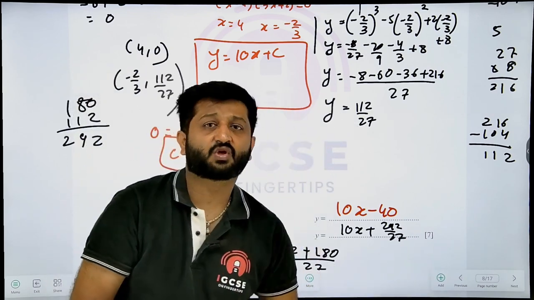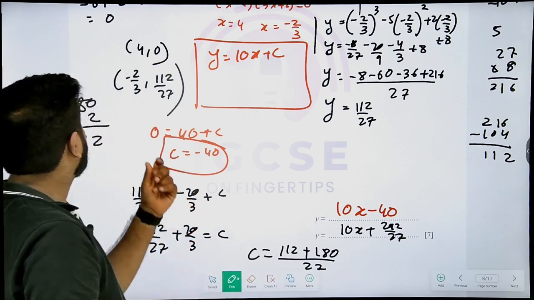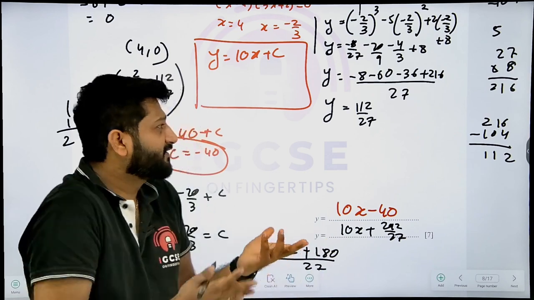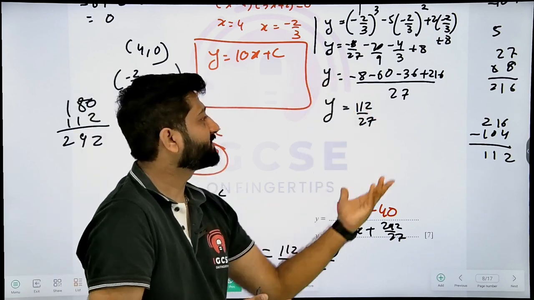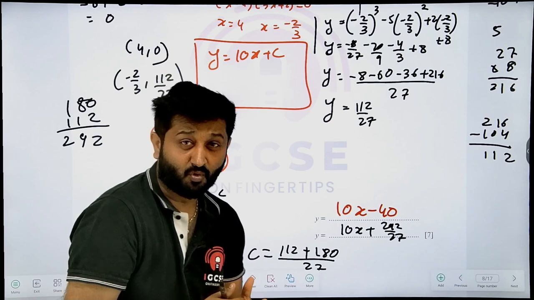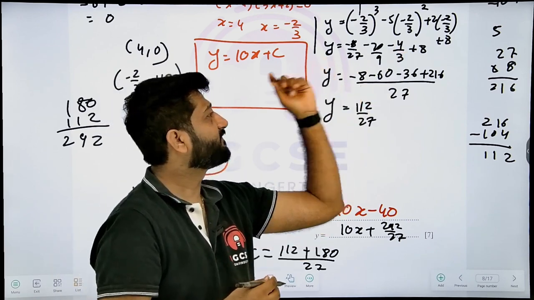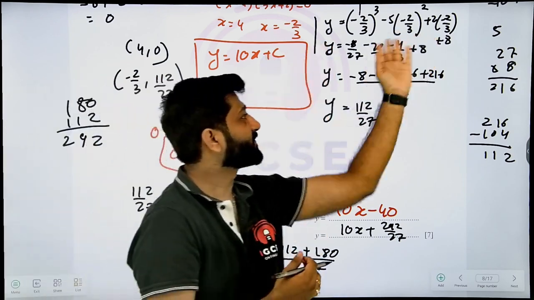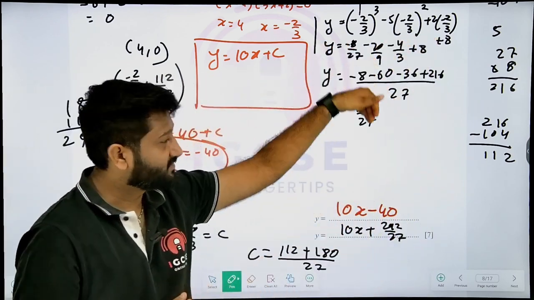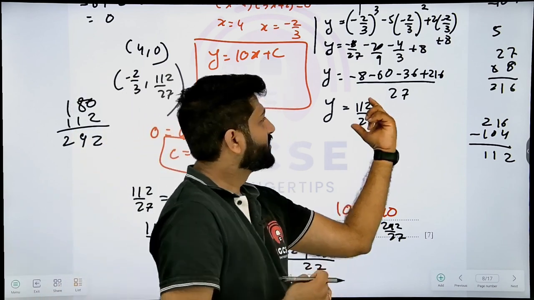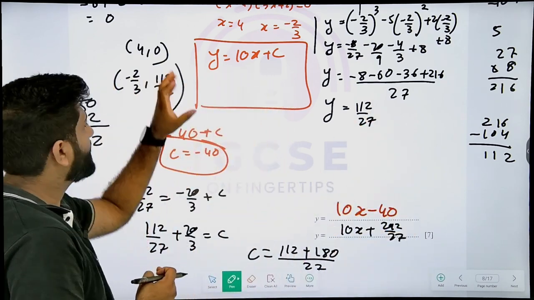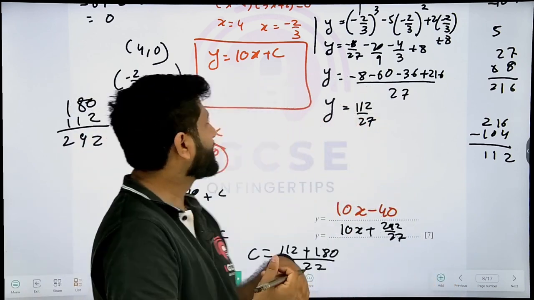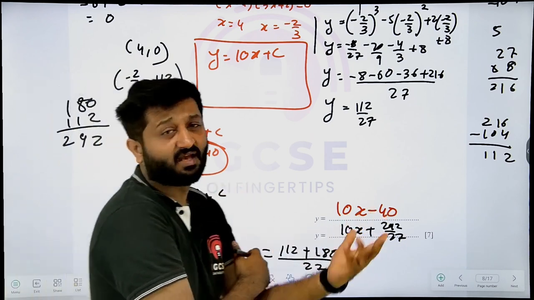Ideally, if this is a non-calculator paper, you won't get this kind of multiplication. But even if you do get this kind of multiplication, this should be your answer. But I don't think your board would give you such a question where your value of x is in a fraction and you'll have to substitute this fraction and find such a value. The value of 4 comma 0 is absolutely fine, but the other value would ideally be a whole number. I don't think that this would come. But anyway, this is how you solve it.